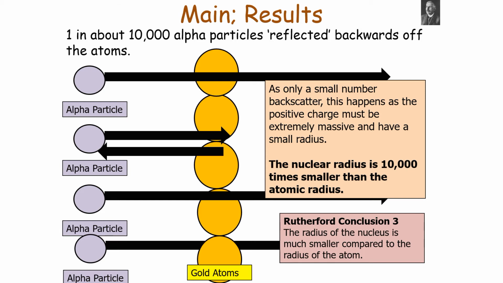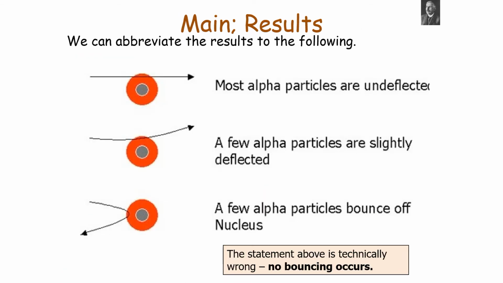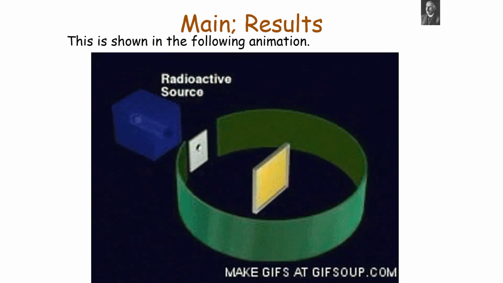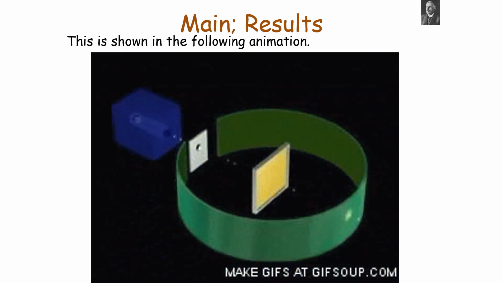So we can abbreviate the results to the following. Most alpha particles travel through the gold atoms undeflected. A few alpha particles are slightly deflected, and a few alpha particles reflect directly backwards, which you can see in the following animations of the Rutherford Scattering experiment.